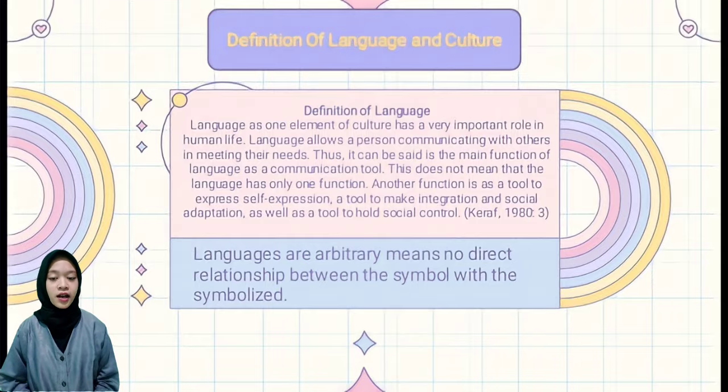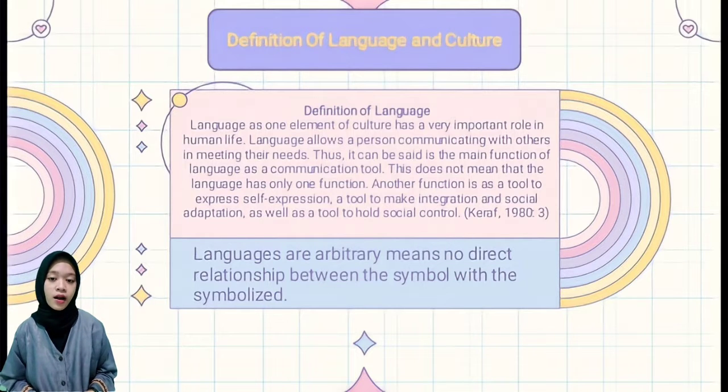According to Kiref 1980, language as one element of culture has a very important role in human life. Language allows a person to communicate with others in meeting their needs. Thus, it can be said that the main function of language is as a communication tool. This does not mean that language has only one function. Other functions are as a tool to express self-expression, a tool to make integration and social adaptation, as well as a tool to hold social control.